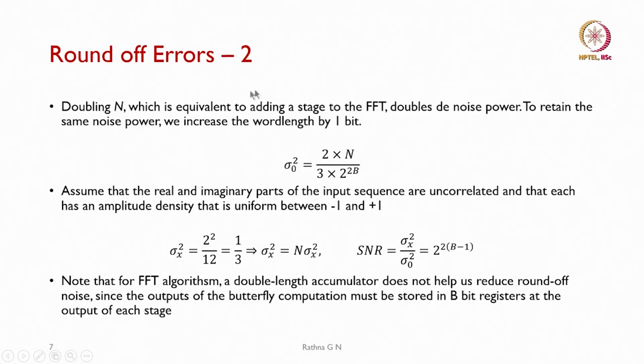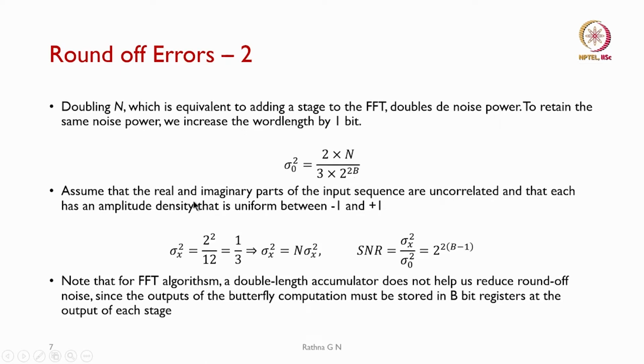That is the reason why, when we increase n, that is doubling n, which is equivalent to adding a stage to the FFT, that doubles the noise power. To retain the same noise power, we increase the word length by 1 bit. So sigma naught squared is, doubling the n, 2 into n divided by 3 into 2 power 2b, and then increasing 1 bit, it becomes 2b minus 1 plus 1, which is going to be 2 power 2b.